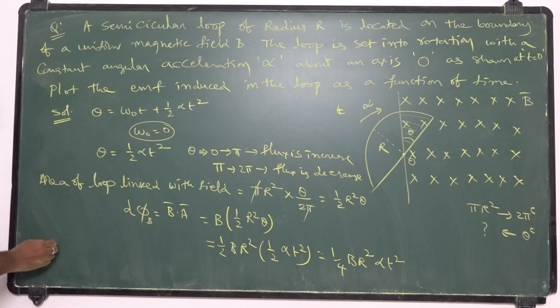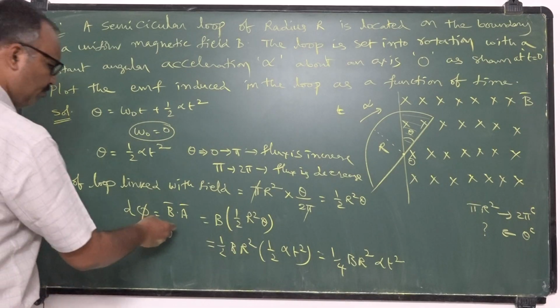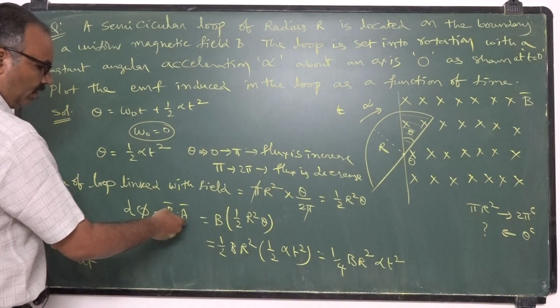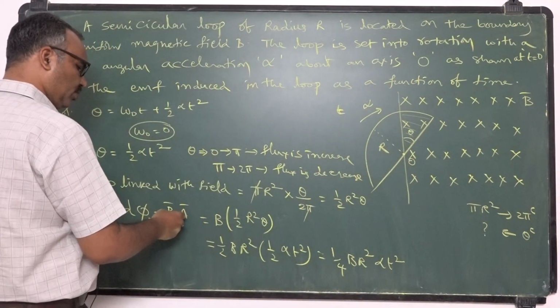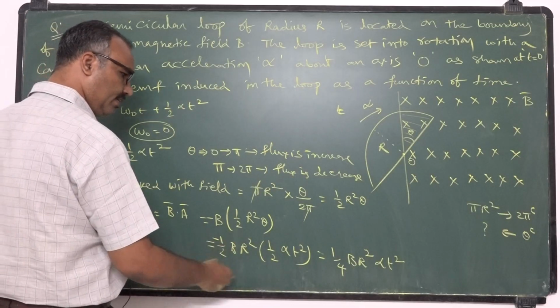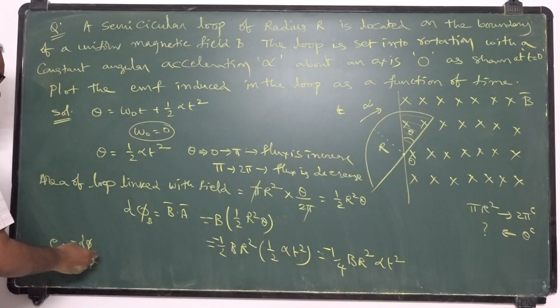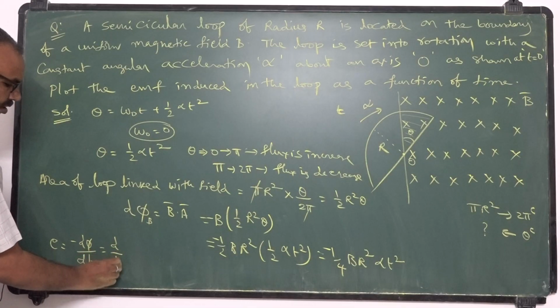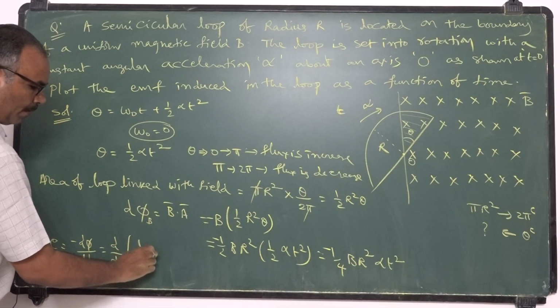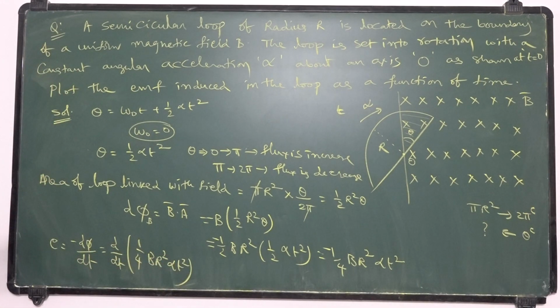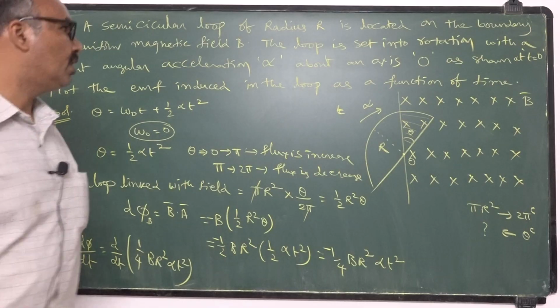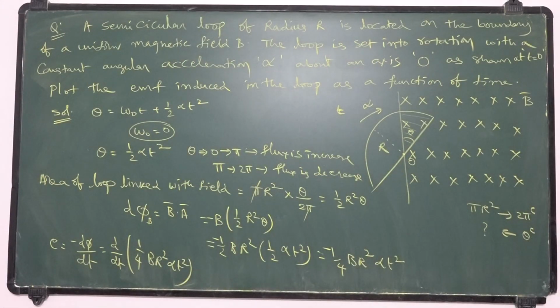We need EMF. EMF is minus d phi by dt. So that is only magnitude I am taking. Otherwise, strictly speaking, B is into the paper, A is out of the paper. So cos 180 is minus 1. You will get minus here. Thus, that minus and this minus will go. Finally, you are left with d by dt of 1 by 4 br square alpha t square. Let me rub the upper portion to solve the remaining problem.